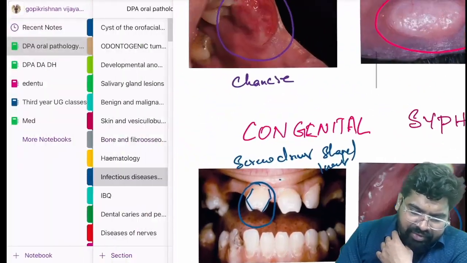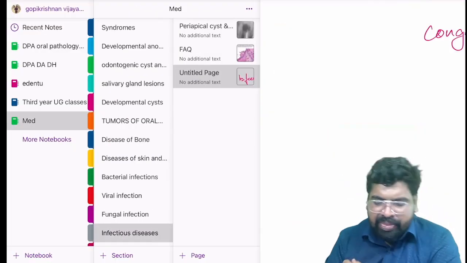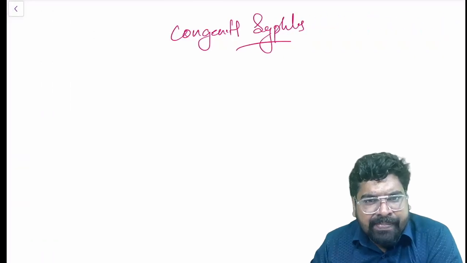Okay, that's all for your bacterial infections. Now let's see other infectious diseases in the next part.